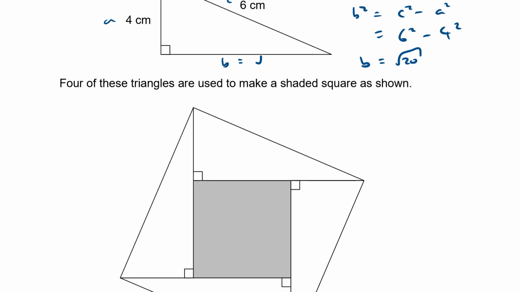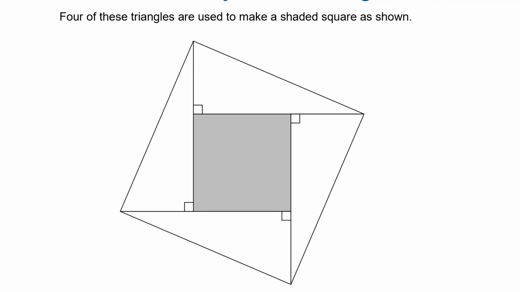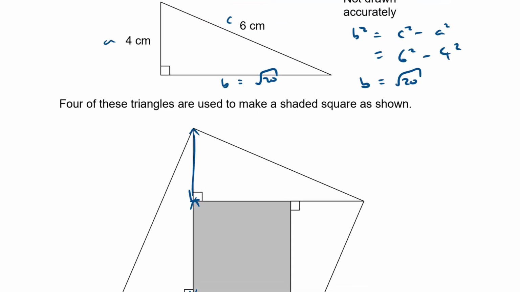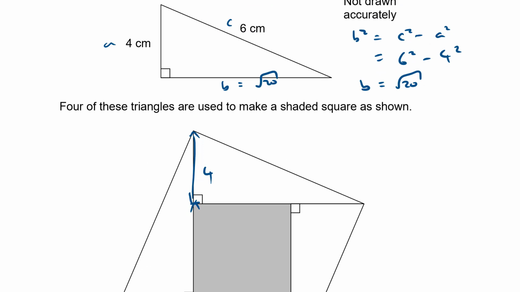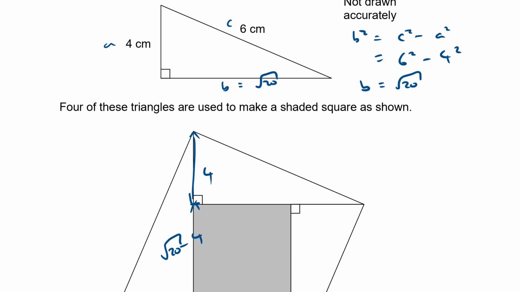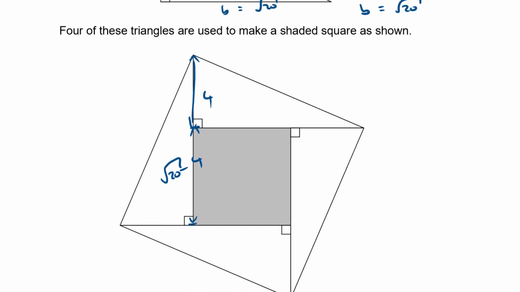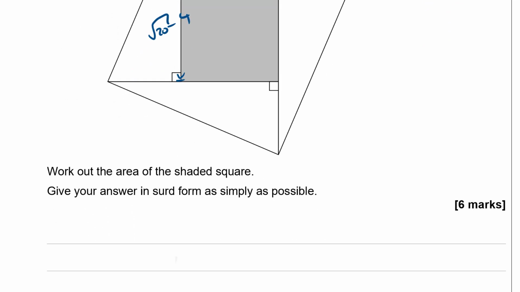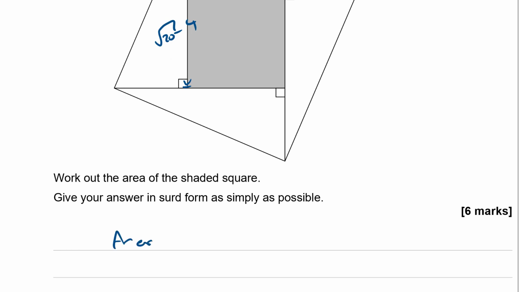So that's root 20. So then, how far is it from there to there then? So from here to here we know is 4, because it's the shorter side of my triangle. And so this side here must be root 20 subtract 4. And then the area of the square is going to be root 20 subtract 4 times itself. So area of square is going to be root 20 subtract 4 squared, because you can times it by itself.